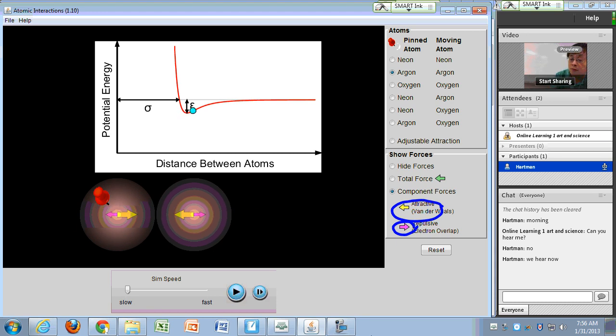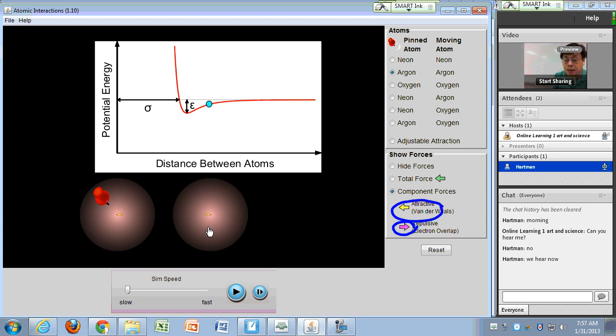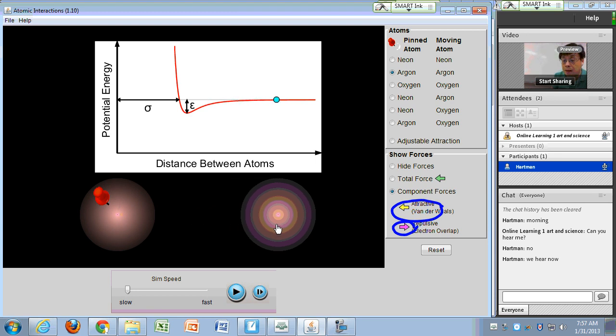So when they're further away, you'll notice in this case the potential energy is over here. There, the attractive force is stronger than the repulsive force. If I move them further away, the force between them gets very weak. There's hardly any force of attraction between them. You don't see those arrows.